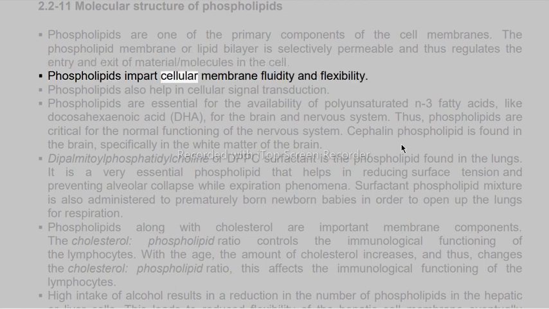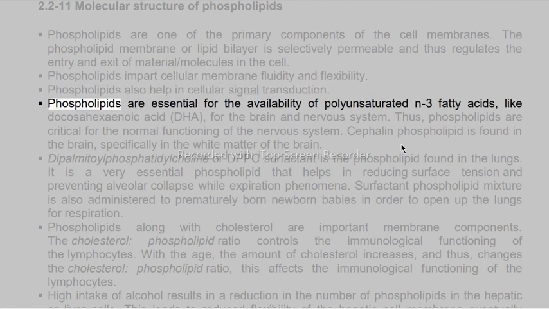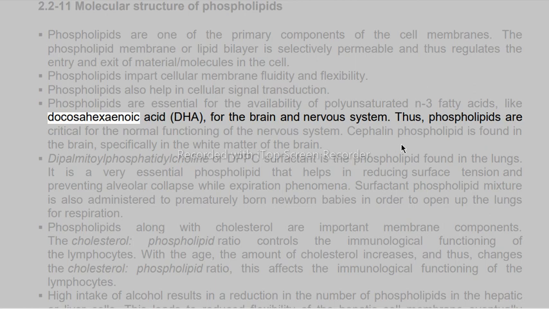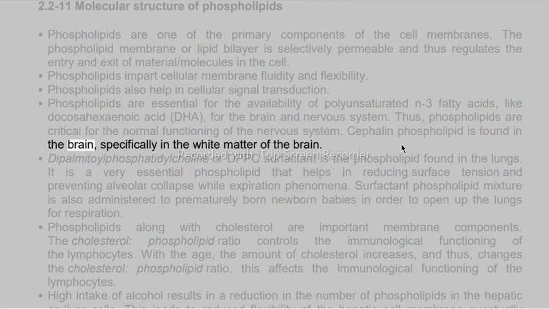Phospholipids impart cellular membrane fluidity and flexibility. Phospholipids also help in cellular signal transduction. Phospholipids are essential for the availability of polyunsaturated omega-3 fatty acids, like docosahexaenoic acid, DHA, for the brain and nervous system. Thus, phospholipids are critical for the normal functioning of the nervous system. Cephalin phospholipid is found in the brain, specifically in the white matter of the brain.